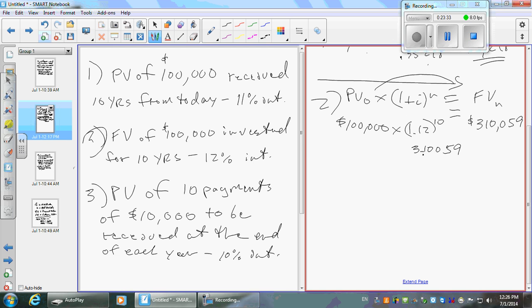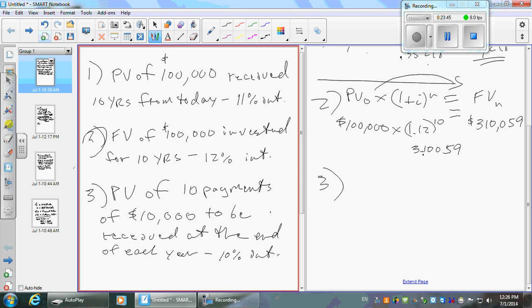Let's try the third one. Present value of 10 payments of $100,000 to be received at the end of each year. Okay, so what kind of an annuity do we have here? End of each year? Ordinary, isn't it? Got to know that. Got to read carefully. And the wording will always be different. Big deal. Right? When does the cash change hands? End of the year is what?